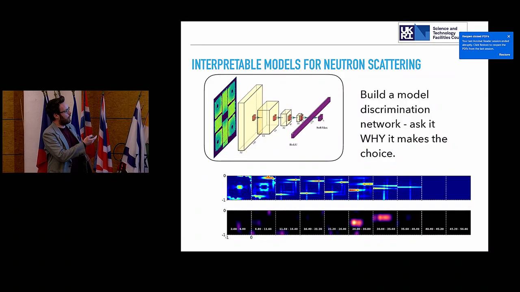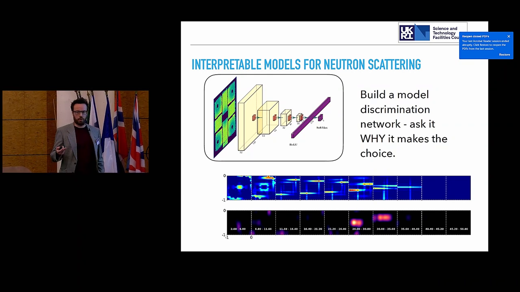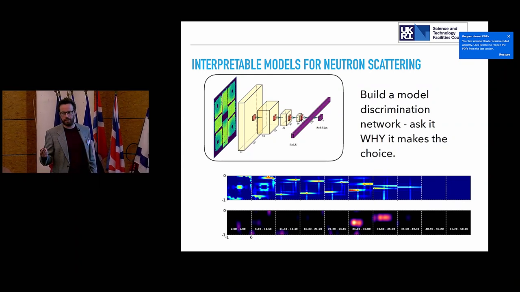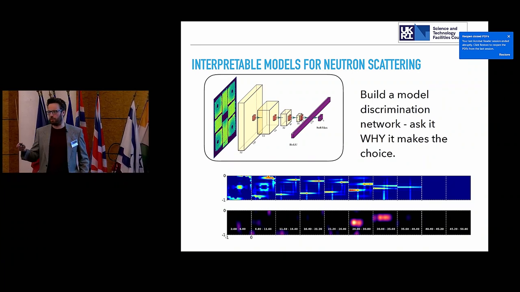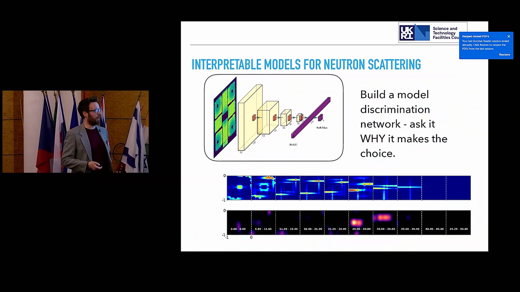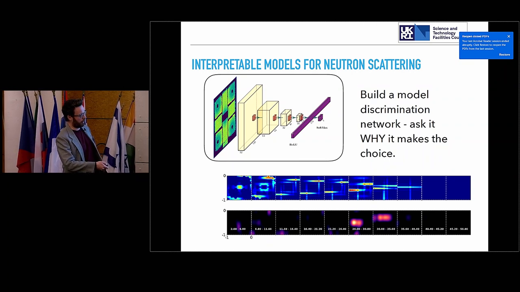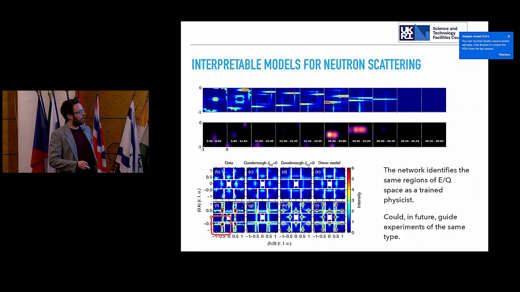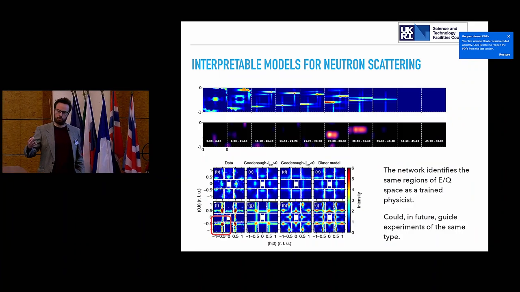So we've gone and used these class activation maps on the network that we trained to discriminate between the different models to see which parts of the spectrum that we fed it are telling it that it's the good enough model as opposed to any other model. And you can see some clear hotspots being highlighted here in these energy slices and these regions of Q space. And what's really nice is then if we go back and compare this to the original experimental paper.